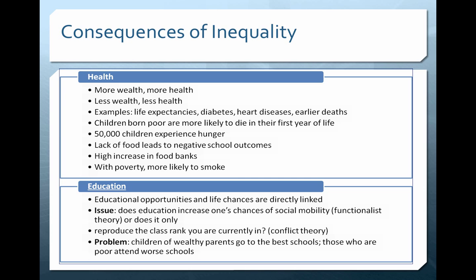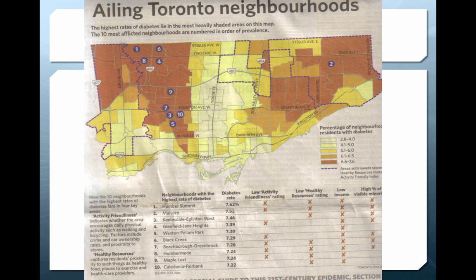Now, in the Toronto paper a few years ago, there were a couple of things that were brought up. One was, what was the rate of type 2 diabetes in people in terms of income? And what you're noticing here is what they were measuring was activity friendliness, that is the proximity you have to social activities and recreational activities, and factors that include things like crime and car ownership and proximity to stores.